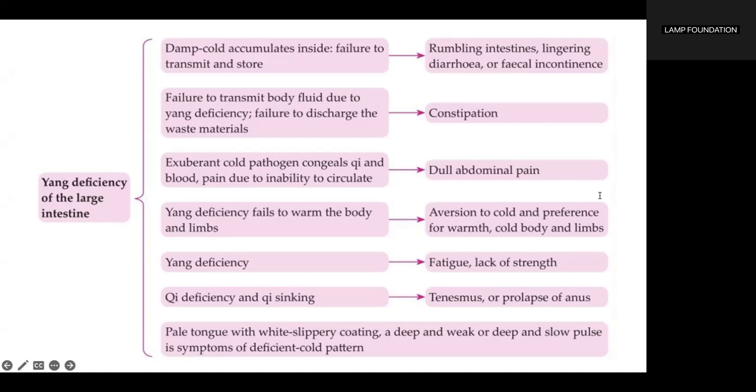This pattern can arise due to excessive consumption of food and beverages that are cold or cooling, both energetically and thermally, or from prolonged exposure to climatic cold and repeated invasions of exogenous damp cold. Physical and sexual overexertion can also be involved in the generation of the underlying yang deficiency patterns.